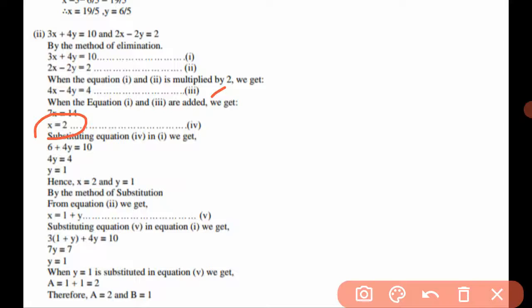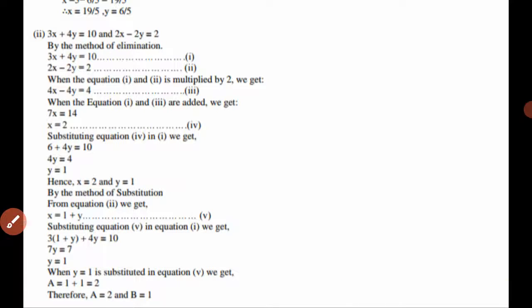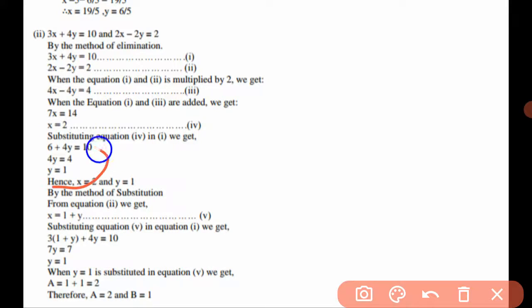So the value of x equals 2, and substituting it in equation number 1, we can find the value of y. By putting it in, the value of y becomes 1. So y equals 1. In the same way we can also solve it with the help of the substitution method, which we have done earlier. Now after this, see question number 2.